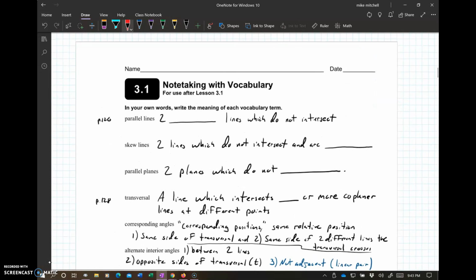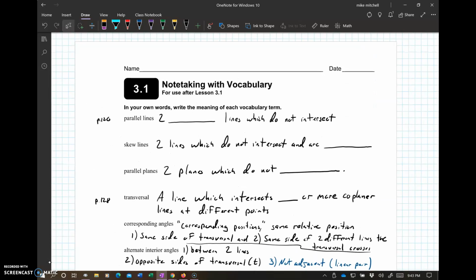Let's get this a little bigger here. Okay, we can find this information, page 126, page 128. Read that book, take a look at it. The more you read, the more you're going to learn. So don't skip those. Okay, parallel lines. These are two coplanar lines which do not intersect. Okay, they have to be in the same plane. Skew lines are what goes with that.